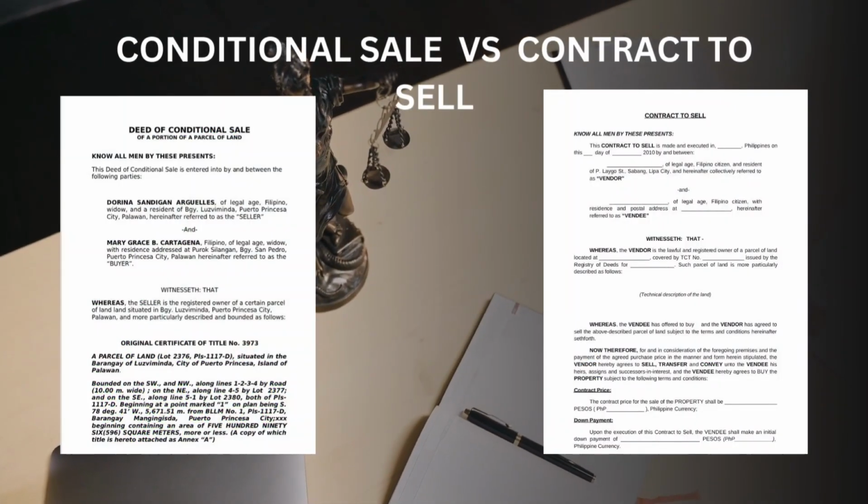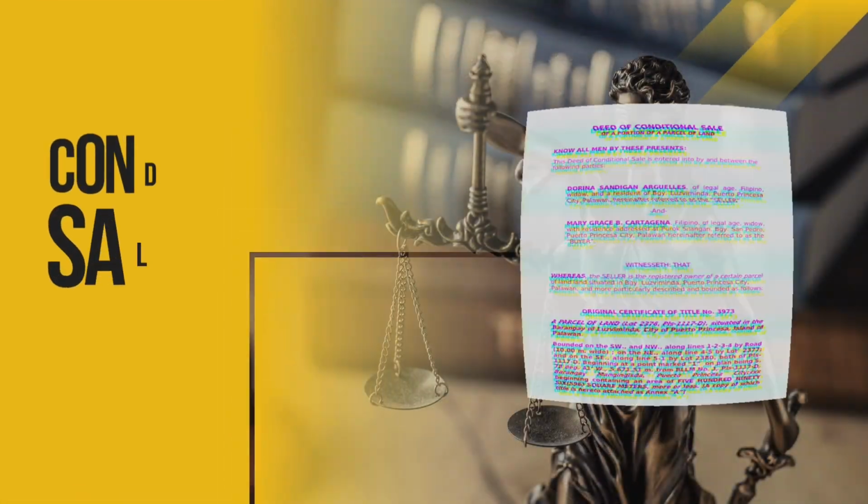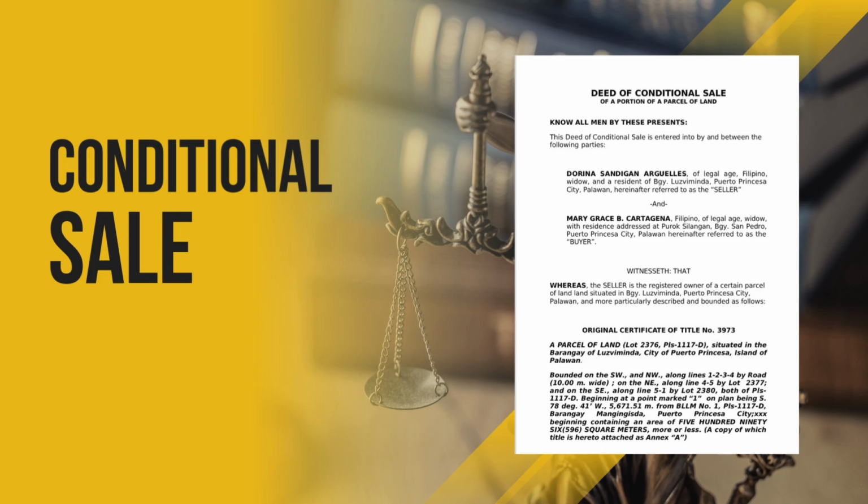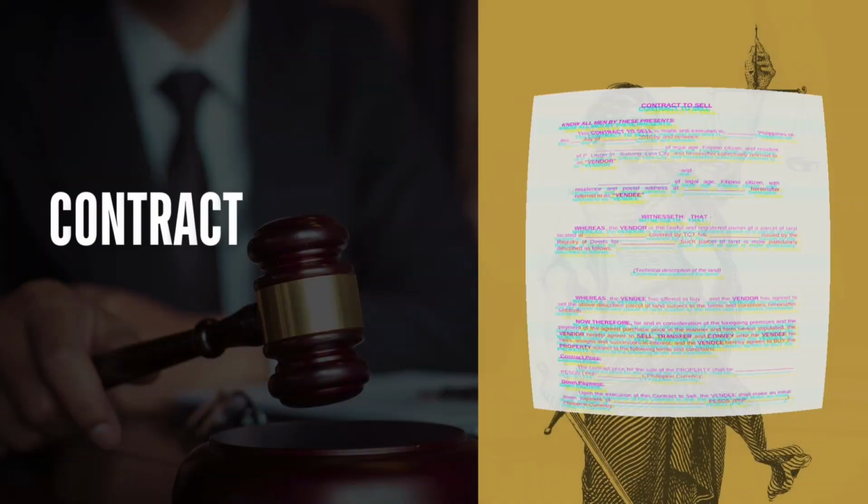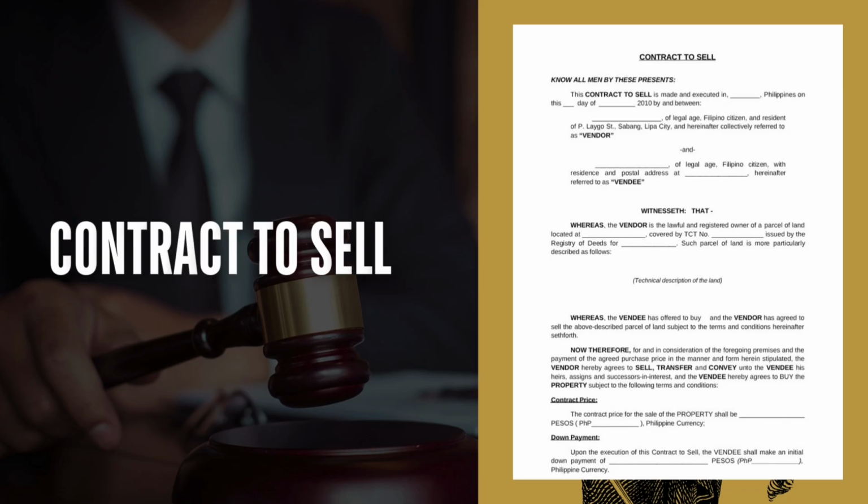Conditional sale versus contract to sell. A conditional sale is similar to a contract to sell in that it also involves a condition. In a contract to sell, no ownership is transferred until the condition is fulfilled. So, the seller is still the full owner until the buyer completes their obligation.